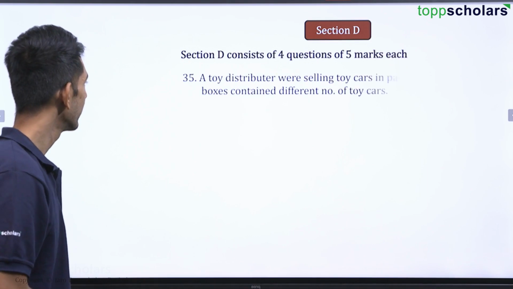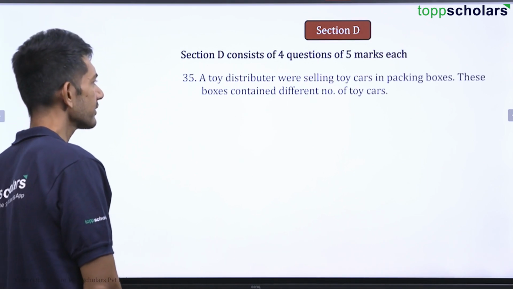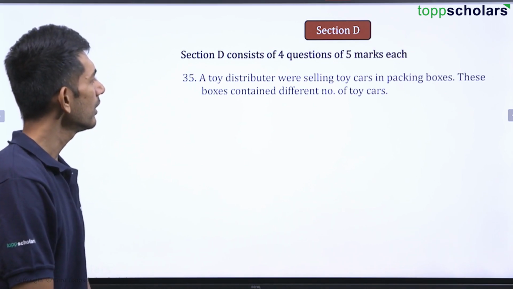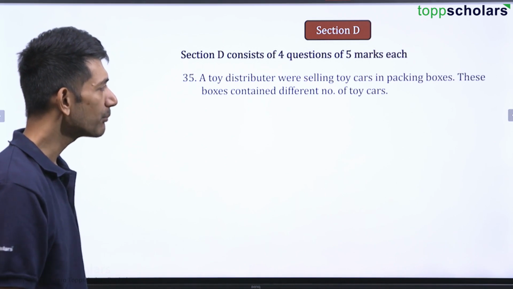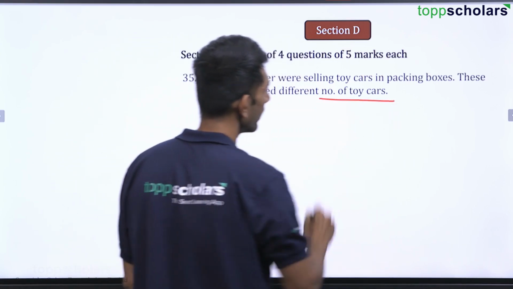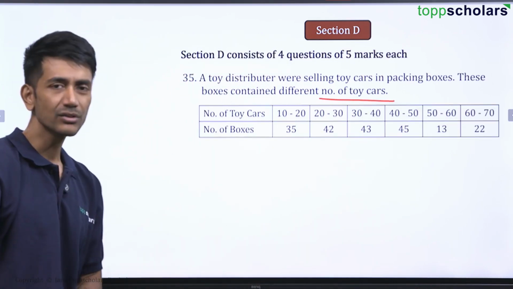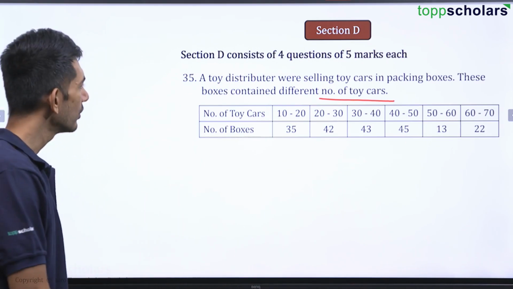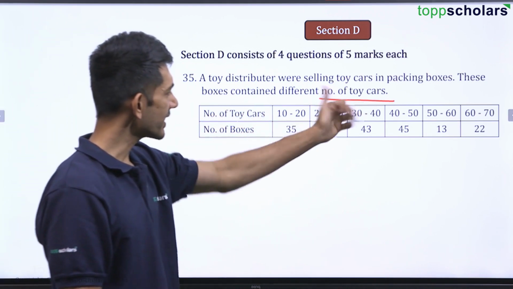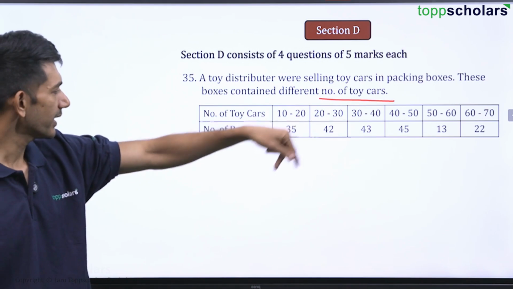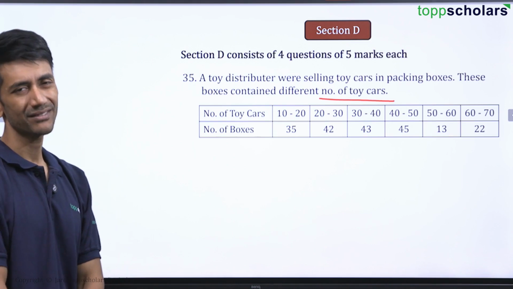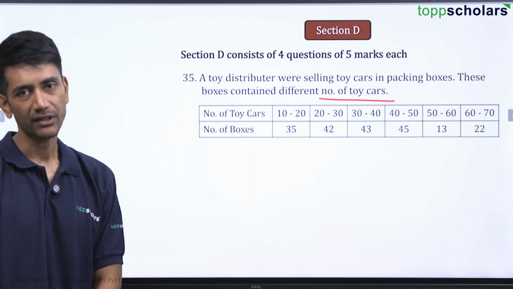Perfect. Let's continue further. The next question says a toy distributor. So there is a toy distributor who was selling toy cars in packing boxes. These boxes contained different numbers of toy cars. This is given. So this is basically based on statistics, where the number of toy cars is given, which is continuous data: 10 to 20, 20 to 30, 30 to 40, till 60 to 70. And the number of boxes is also given, 35, 42, corresponding frequency you can say. So the class interval is given and the frequency is given.